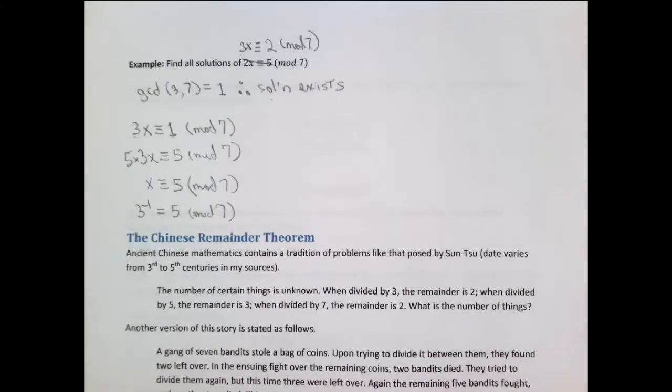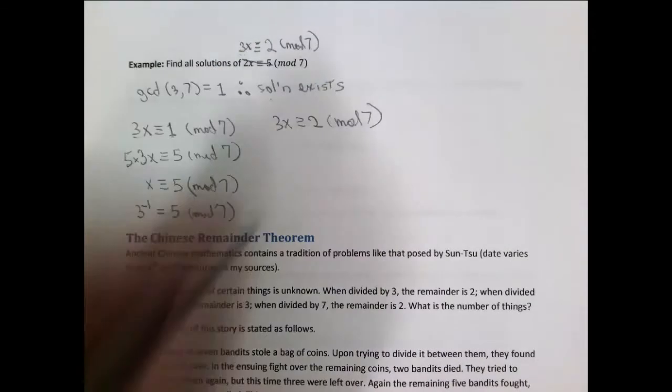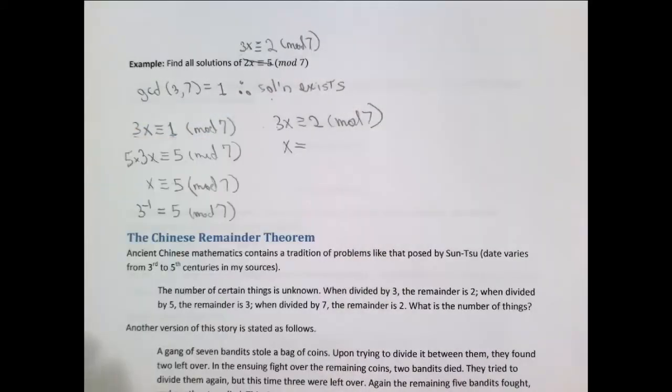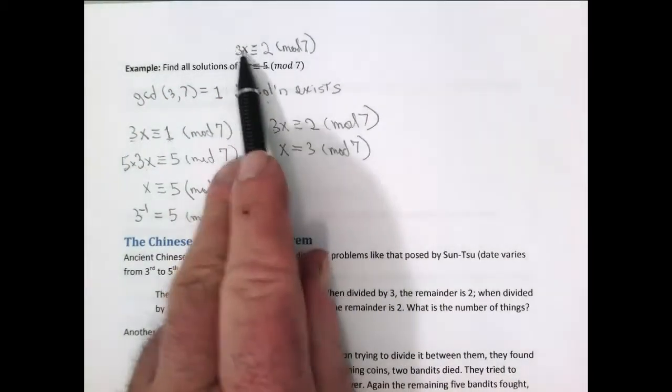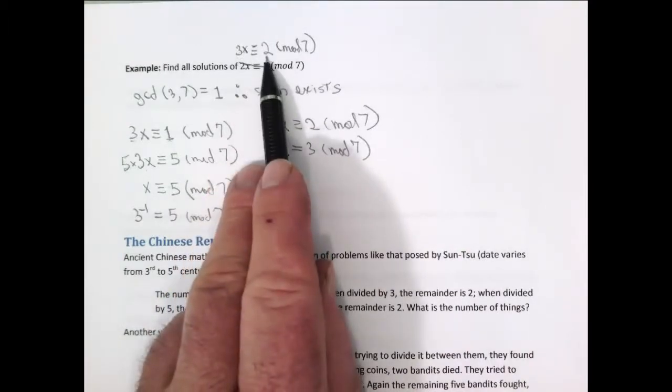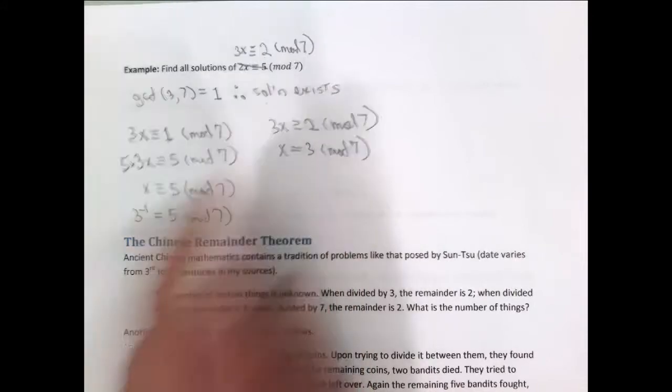Then we can take our original congruence, 3x is congruent to 2 modulo 7, and multiply each side by 5. 5 times 3 is 15, which is congruent to 1. 5 times 2 is 10, which is congruent to 3. And we see that x equals 3 is a solution. Let's just check that. 3 times 3 is 9. 9 minus 7 is 2. Sure enough, 3 is a solution to this original congruence.